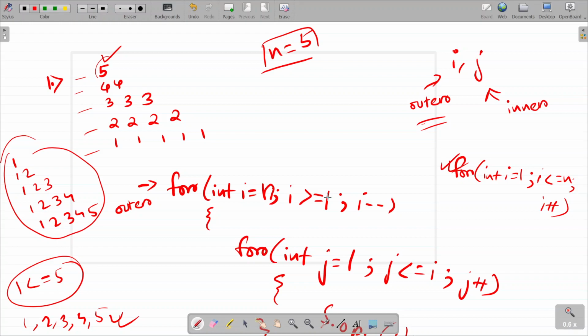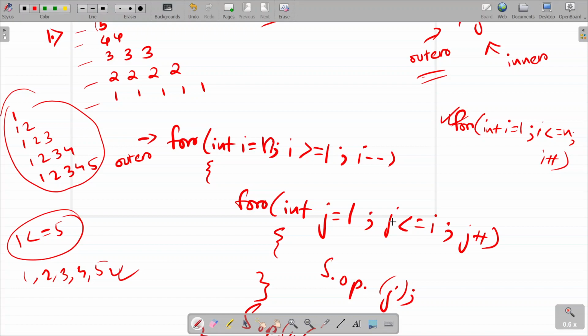Now let's discuss the j loop. What is happening in the j loop? As per the program stands now, the value of i is 5 and j will start from 1, while 1 is less than or equal to 5. So all those values, 1, 2, 3, 4, 5, will be printed. But no, we don't want that.